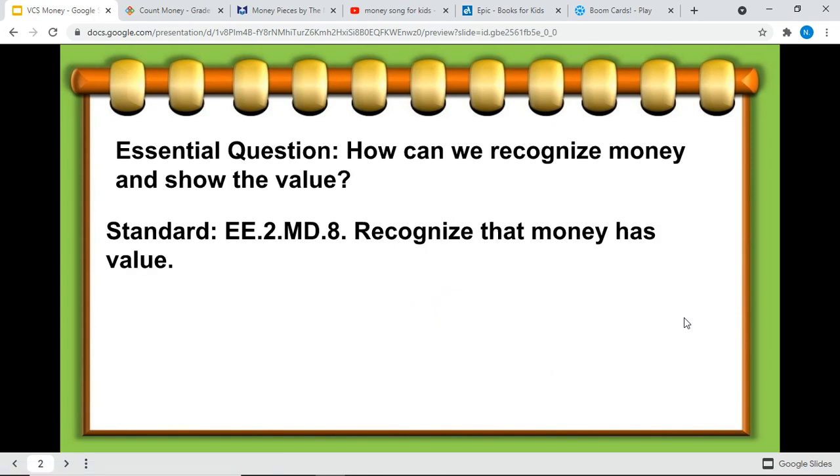Essential question. How can we recognize money and show the value? Standard. Recognize that money has value.